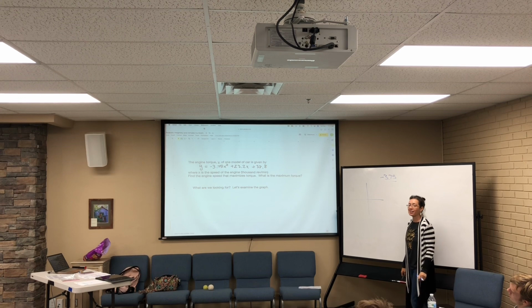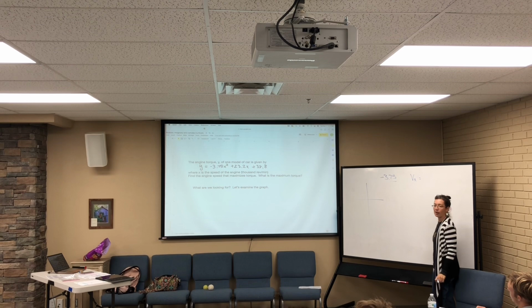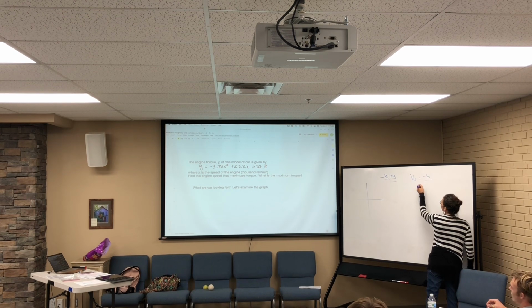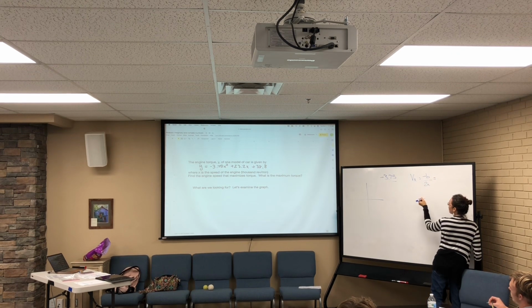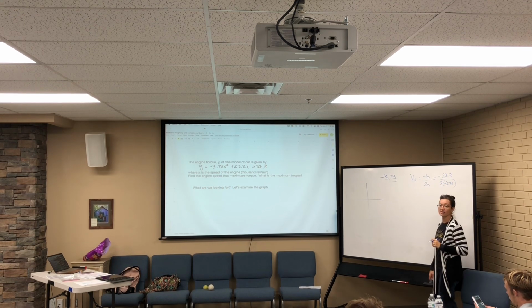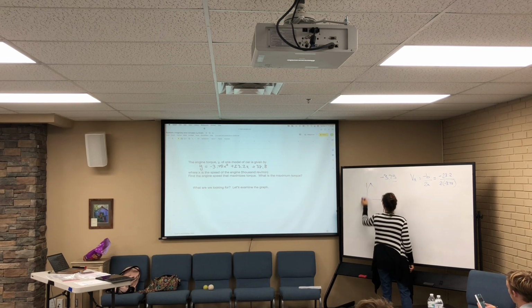Okay, where does my vertex lie? What's that formula that we need to know? The x value of the vertex is at what? Negative b over 2a. Okay, so my vertex lies at negative 23.2 over 2 times negative 3.75, correct? Okay, so I'm going to end up with a vertex facing down.